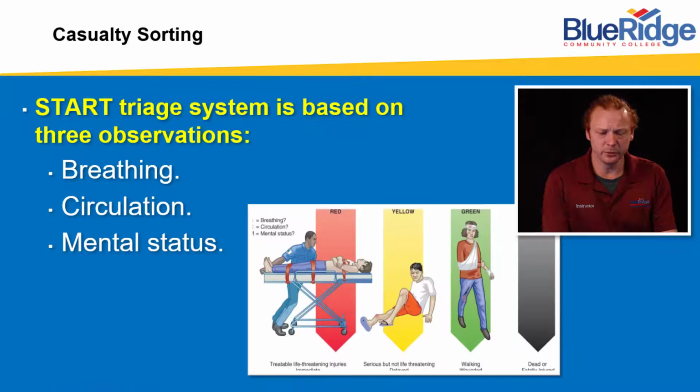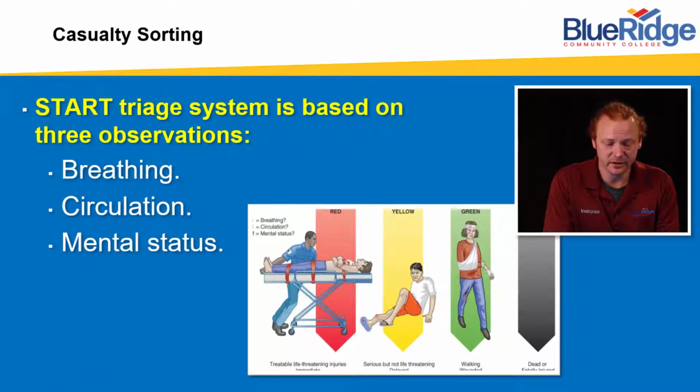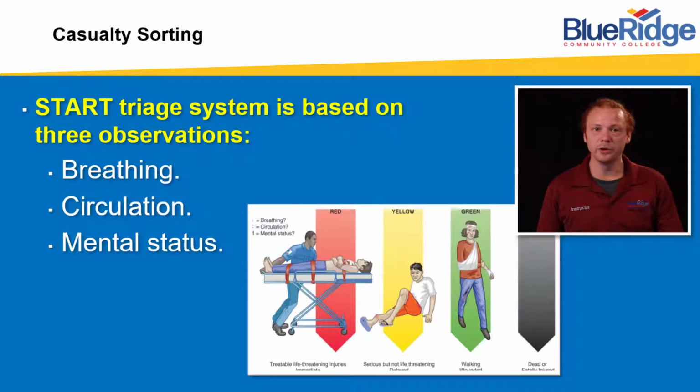So how do we evaluate patients using breathing, circulation, and mental status? The START triage system is based on 3 observations. You have your breathing. Is it present? Is it adequate? Circulation. Is there a pulse? And mental status. Are they alert and oriented? Are they confused? Are they unconscious or unresponsive?